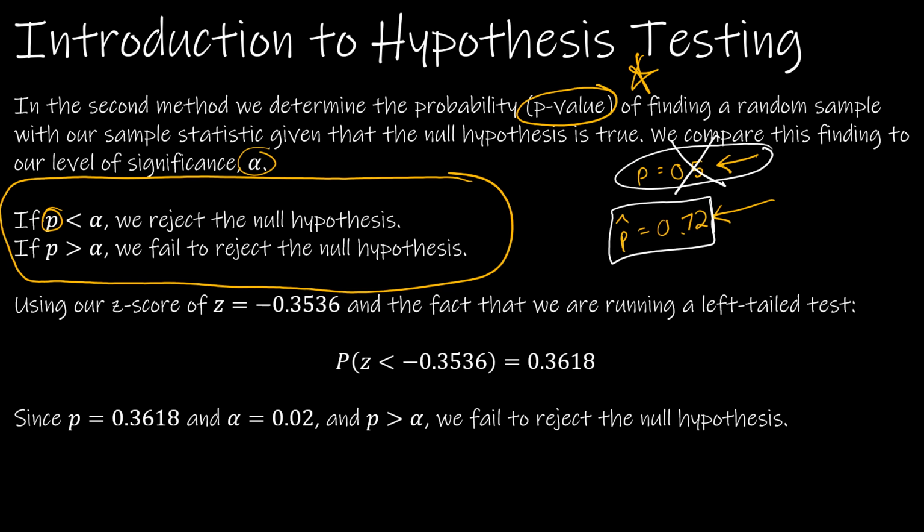So looking back at the question that we have been working on, we had a z-score of negative 0.3536, and I found the probability. Again, this is just using Excel. This is NORM.S.DIST. And because it was a left-tailed test, I would just use NORM.S.DIST of our z-score, negative 0.3536. And I got 0.3618. So 0.3618 is p, and alpha is 0.02. Obviously, p is greater than alpha. We fail to reject. That's the same conclusion we came to before.